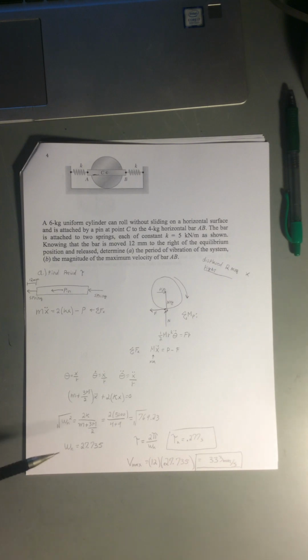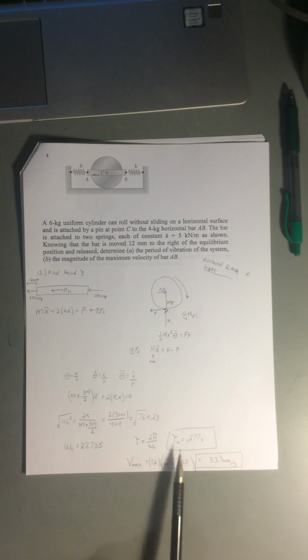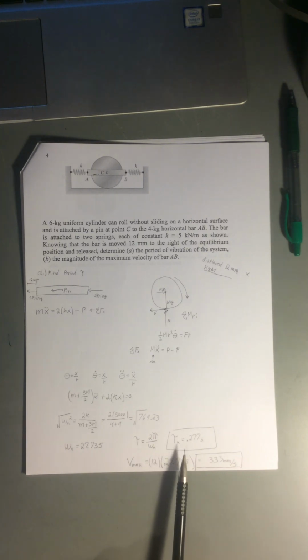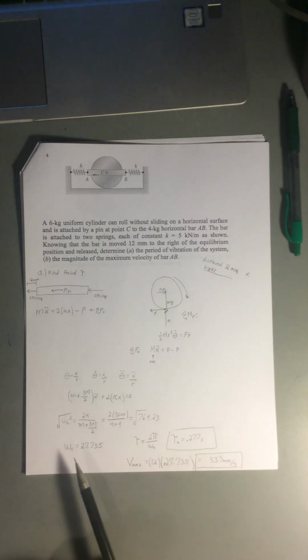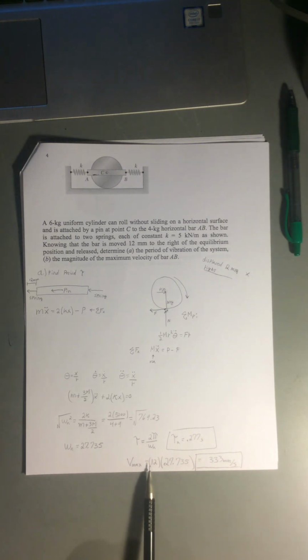And so now that we have that information, we can actually answer what the question wanted us to find. To find the period, we know that the period is 2 pi over omega n. Plugging in omega n, we have the period for this vibration of the system, which is the answer to part A. And then for the velocity max, we can take our natural frequency and multiply it by our displacement, which was the 12 millimeters, which gives us a Vmax of 333 millimeters per second. And so that's the answer for question number 4.